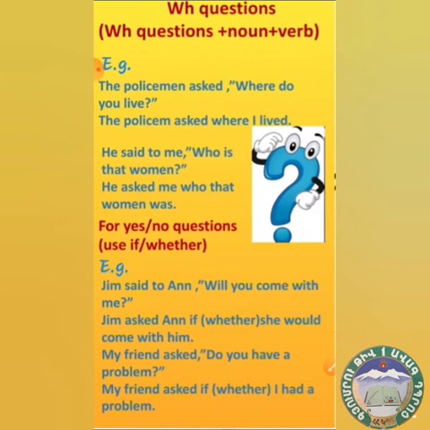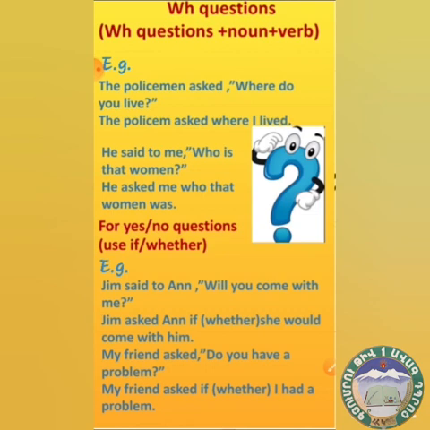For wh-questions, or questions with interrogative pronouns, we simply follow the pattern: question word plus noun plus verb. For example, the policeman asked, where do you live? In reported speech, the policeman asked where I lived. He said to me, who is that woman? He asked me who that woman was.